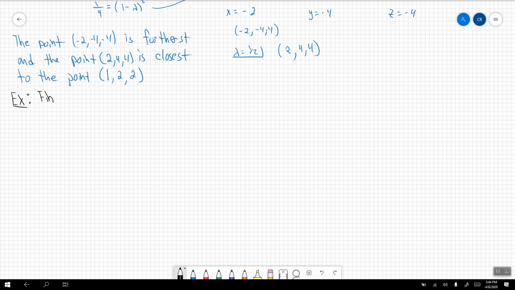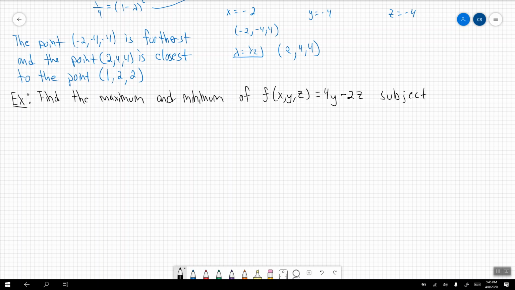All right. So find the maximum and minimum of this function f of x, y, z, which is given by 4y minus 2z, subject to the constraint 2x minus y minus z is equal to 2, and x squared plus y squared is equal to 1. So there we are. We have two different constraints, and could we still find this? That's going to be our overall goal. So let's go ahead and give this a shot.